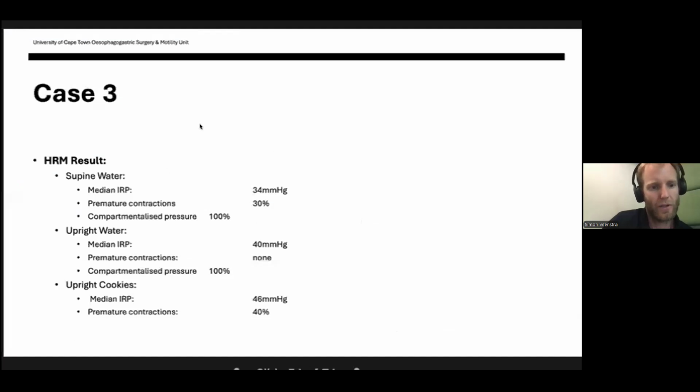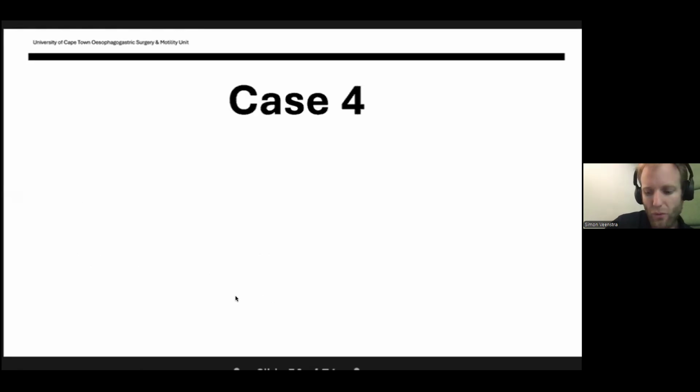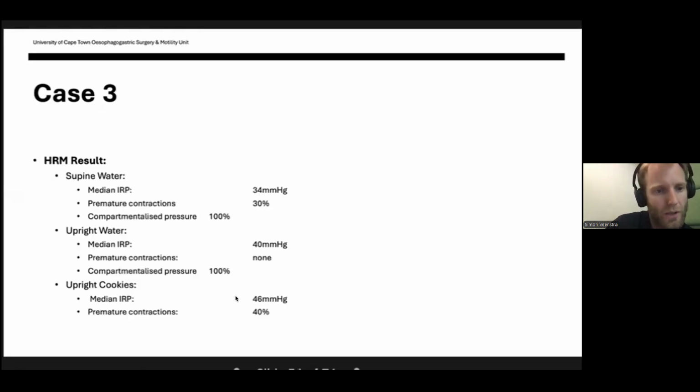And this kind of summarizes that. So, yeah, high IRPs, with premature contractions in more than 20% of the swallows in both supine and upright positions. However, I think she was on opioids as well. This case was interesting because she was taking so much loperamide. Loperamide is an opioid agonist, and it's not well documented, but it is documented that you can get exactly this picture from opioids. And actually, this is what we think she has.